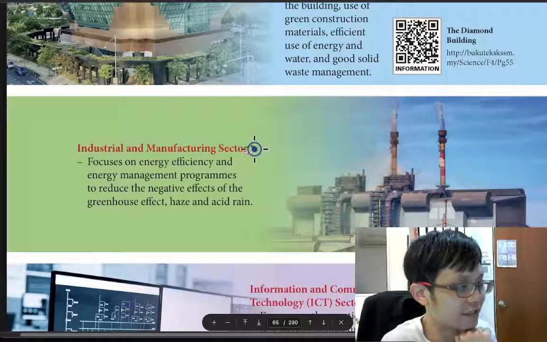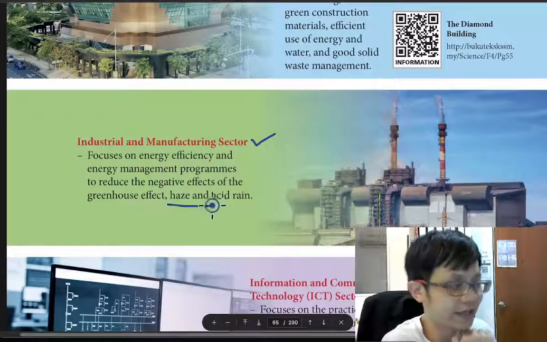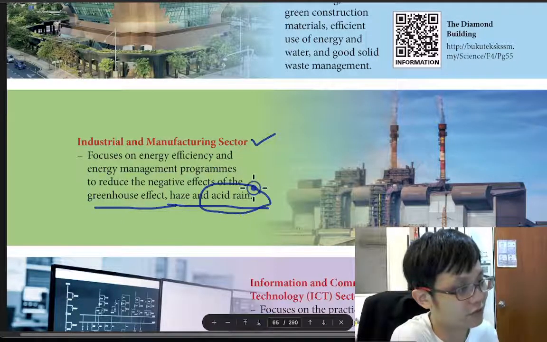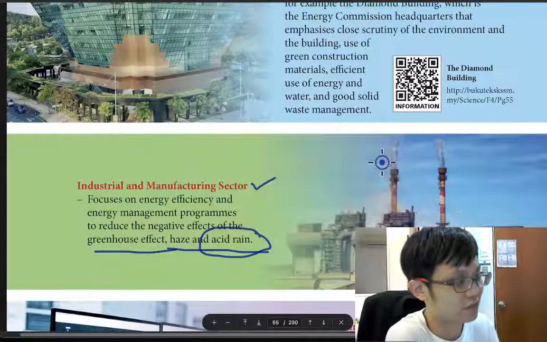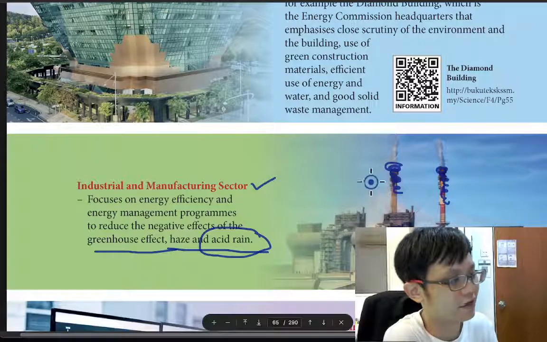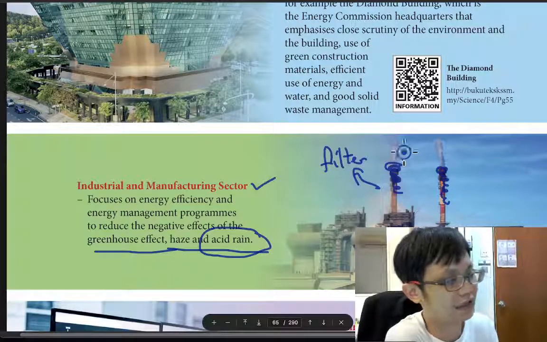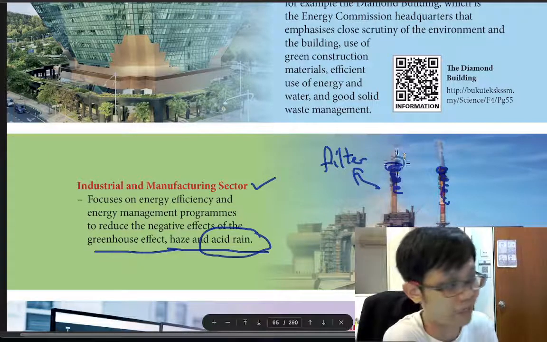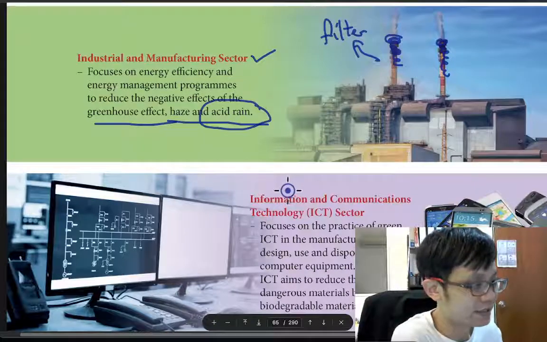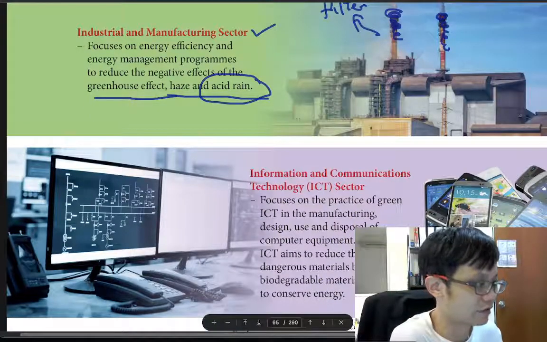Industrial manufacturing sector, okay, don't put too much carbon dioxide, don't want haze, don't want acid rain, we don't want all this. How do you not get the acid rain? You just put the catalytic converter. So maybe something like a catalytic converter is like a filter lah, filter all the bad stuff so that it won't be so bad towards humans. ICT aims to reduce the use of dangerous material and biodegradable to conserve energy.